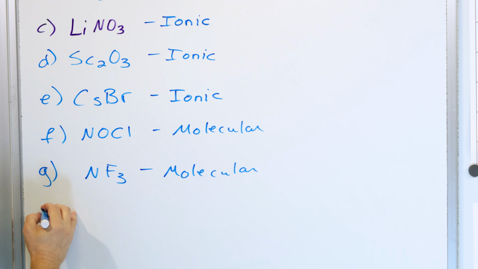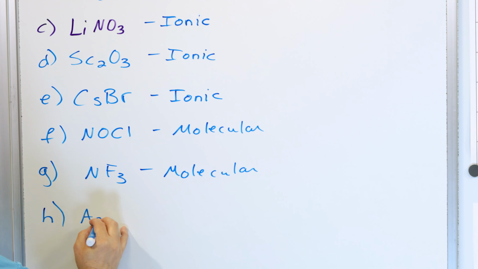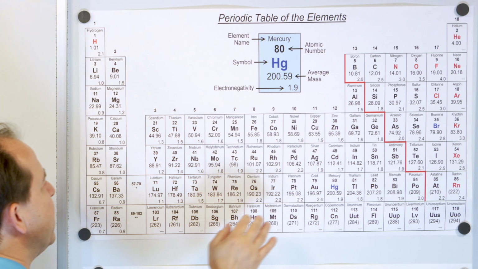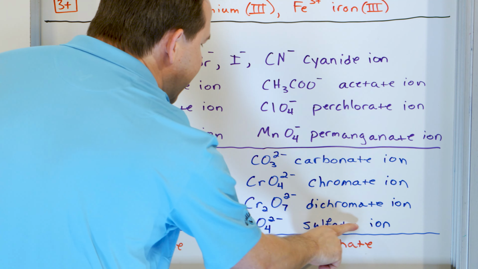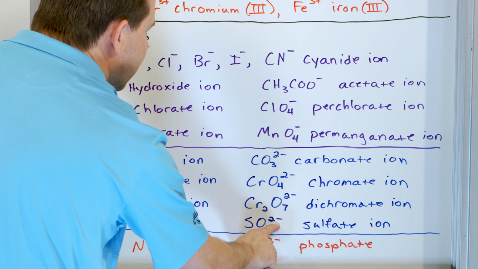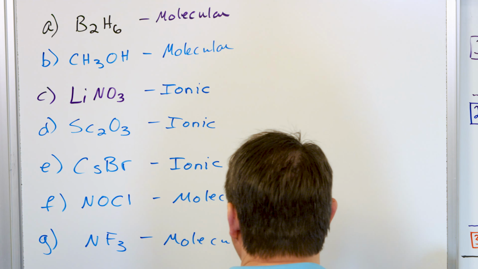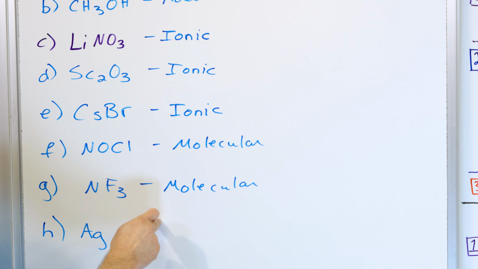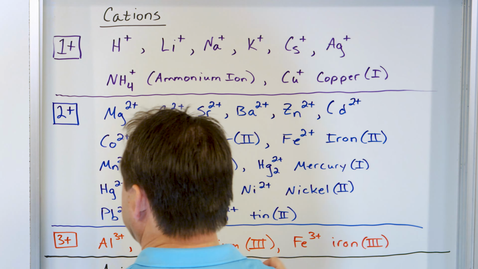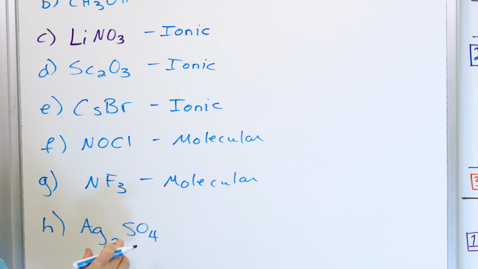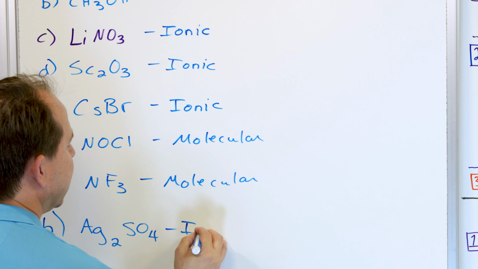All right, and our last one, H, is silver Ag2SO4. Now before we actually do much with it, notice SO4, that seems familiar, right? Because I showed you about the polyatomic ions. SO4 is a sulfate ion with an overall charge of -2. We're going to learn how to do this later, but let's just go ahead and do it just for giggles. First of all, we have a metal right here, and all of these are nonmetals. So right away we know this is ionic.